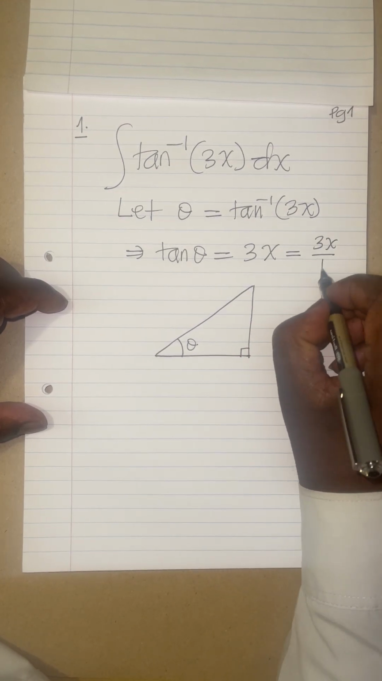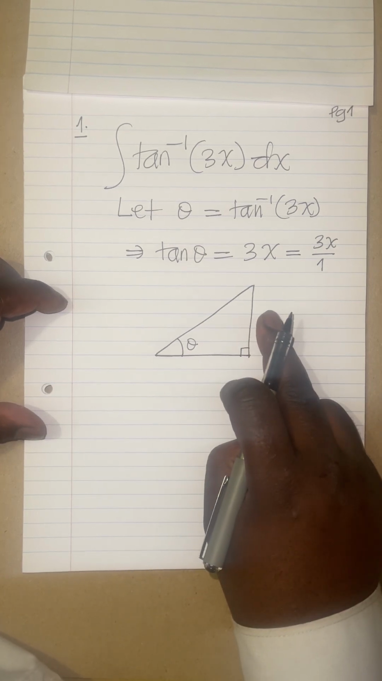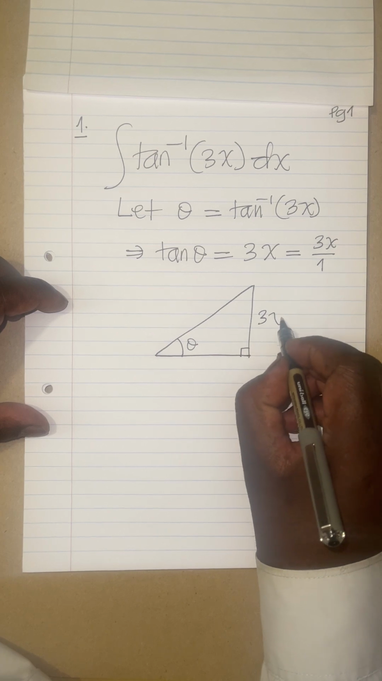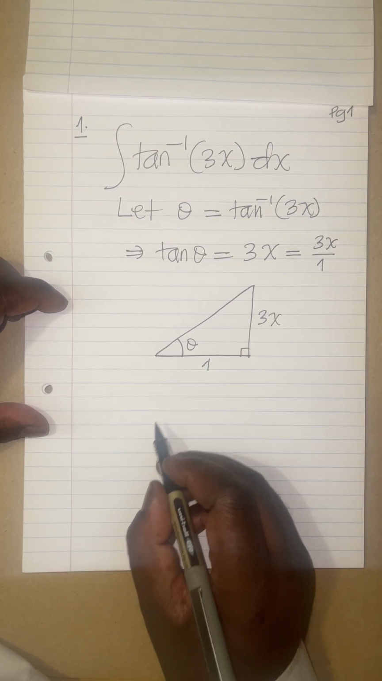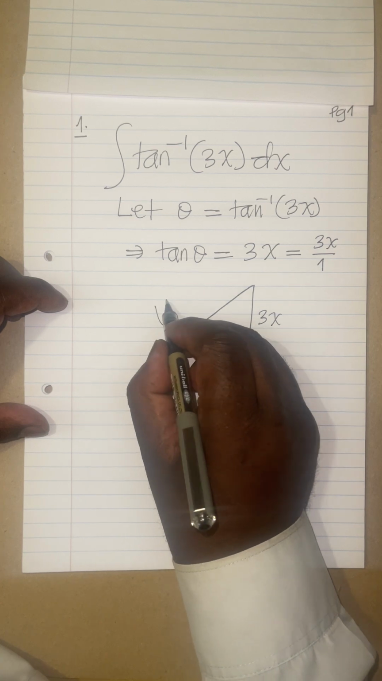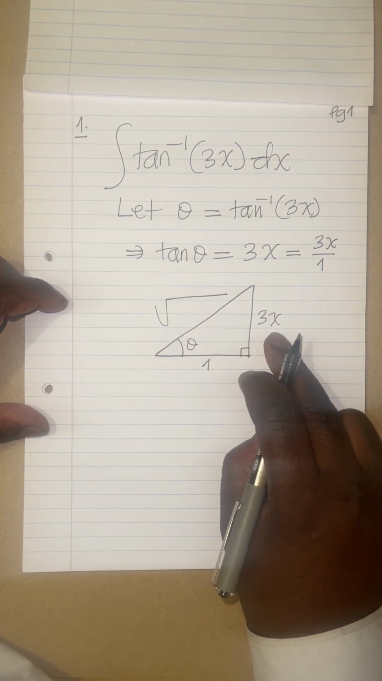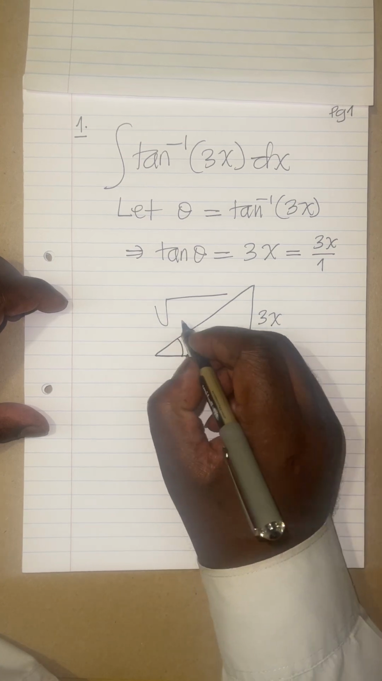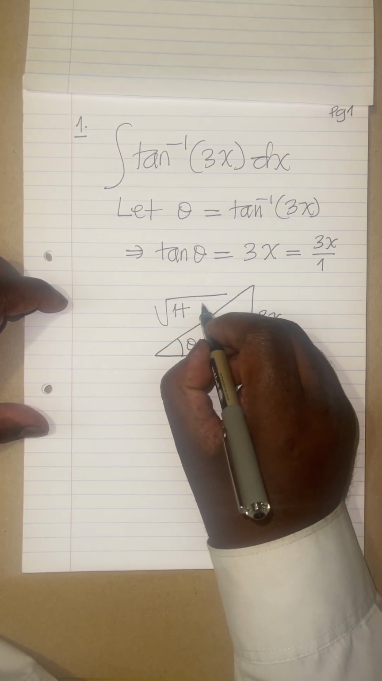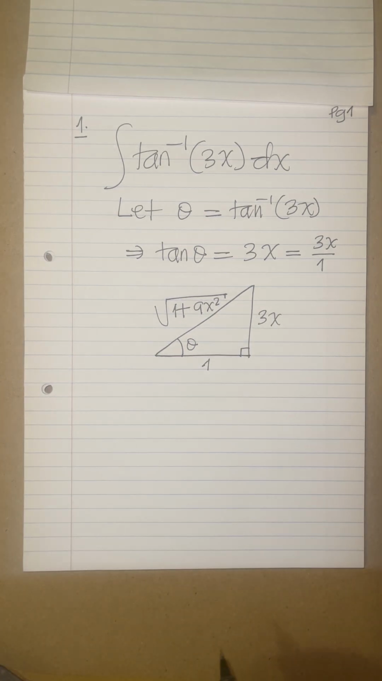over 1. And by definition, tangent of an angle in a right angled triangle will be the opposite side over the adjacent side. So this will be 3x, and the adjacent side should be 1. And by Pythagoras theorem, the hypotenuse will be the square of this plus the square of that, and then we take the square root of that. So the square of 1 is 1 plus the square of 3x is 9x squared, and then we take the square root of that. That will be the hypotenuse.